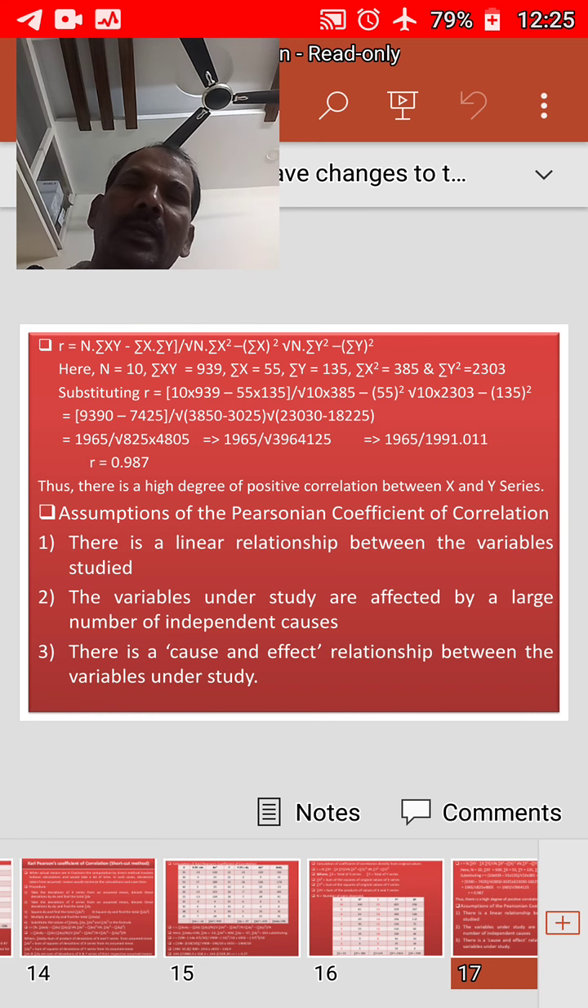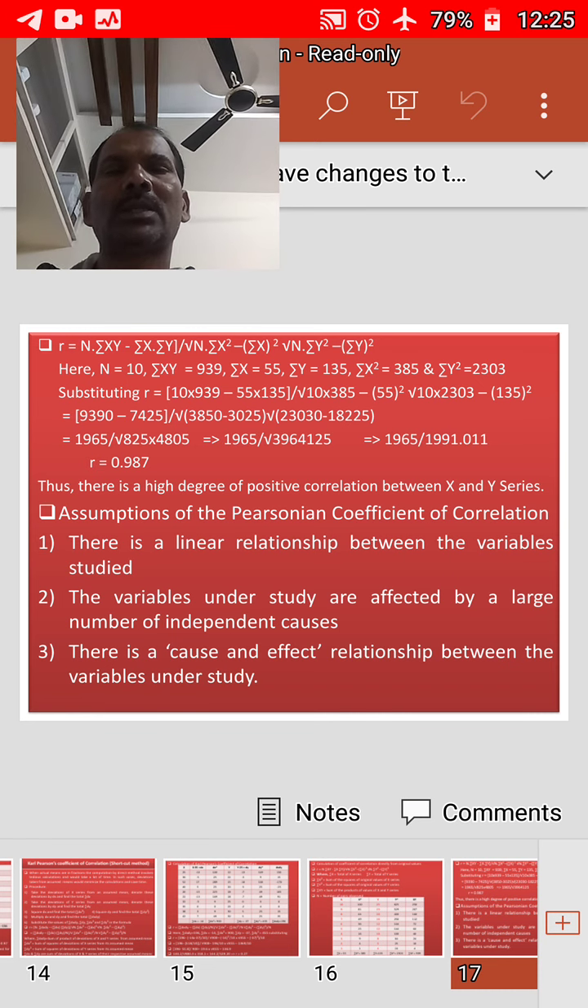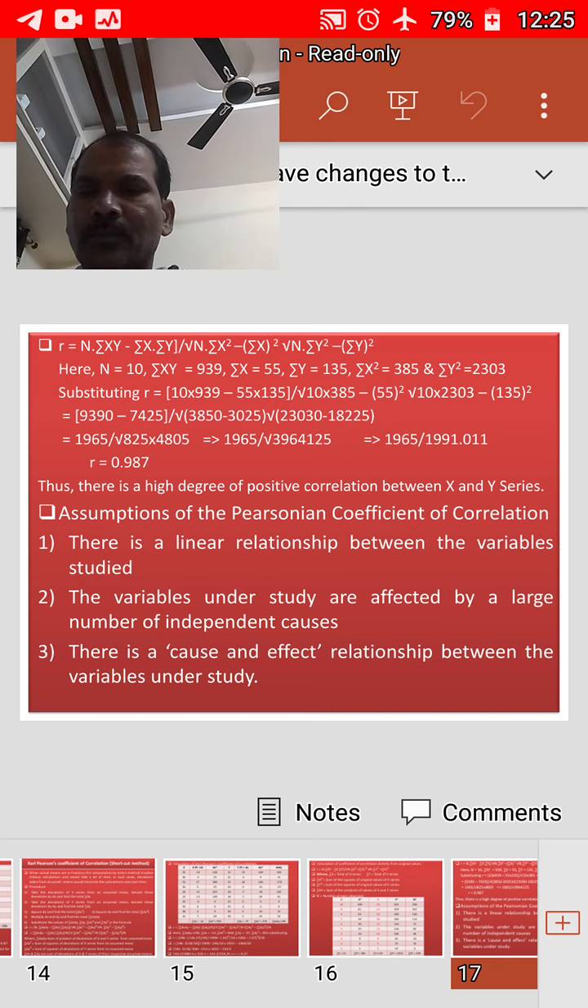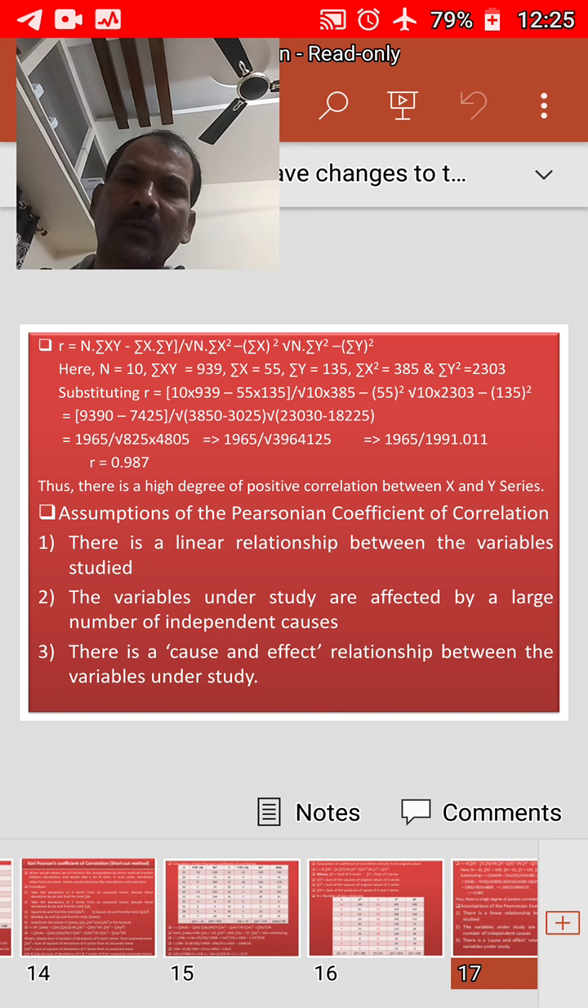The formula is r equal to n into sigma xy minus sigma x into sigma y, divided by under root n into sigma x square minus sigma x whole square, into under root n into sigma y square minus sigma y whole square. Substituting, we know that n is equal to 10, sigma xy is equal to 939, sigma x is 55, sigma y is 135, sigma x square is 385, and sigma y square is 2303.